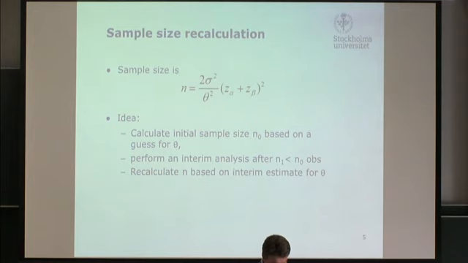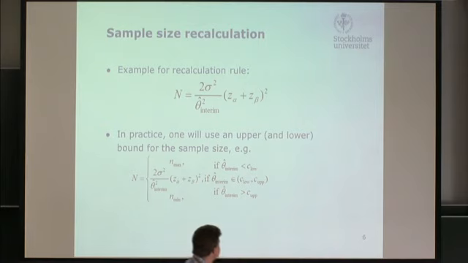As an example, which I later will not use, a natural recalculation rule would be to plug the interim estimate into the sample size formula. So you have the same formula as before, and in the interim analysis you estimate the treatment effect and recalculate the sample size to this value, and I write capital N here, since we then have a random variable for the sample size.